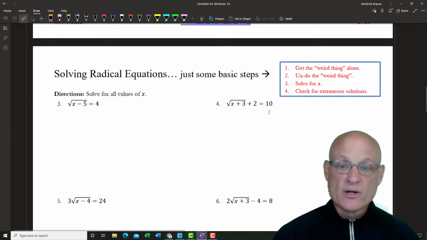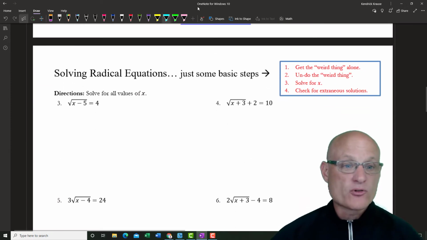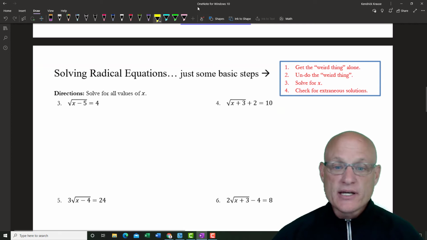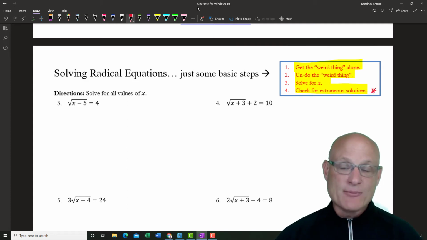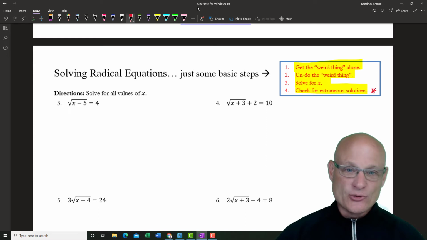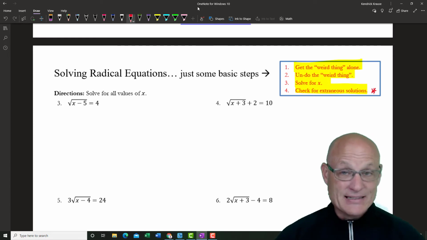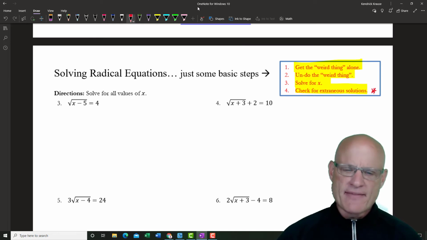So we're going to follow 4 simple steps. We're going to get the weird thing alone. We're going to undo the weird thing by doing the opposite operation. We're going to solve for x, and we're going to check. One of the things we're going to check for is this thing called extraneous solutions. Sometimes you arrive at a solution using a solid method, but it gives you solutions that don't exist. And that's weird, but we'll play with it, okay?